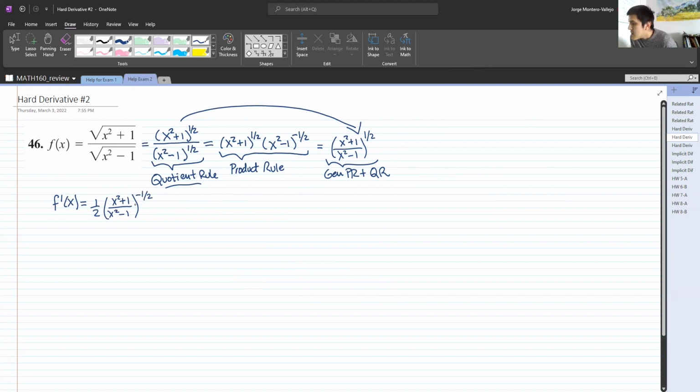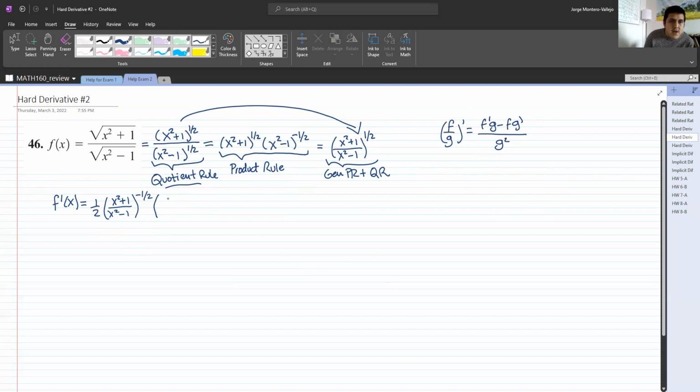right? And then what I need to do is the derivative of the inside, right? Derivative of this quotient. And for that, I need to do the quotient rule. So quotient rule, remember, f over g, derivative of that is going to be f prime g minus f g prime, divided by g squared, right?